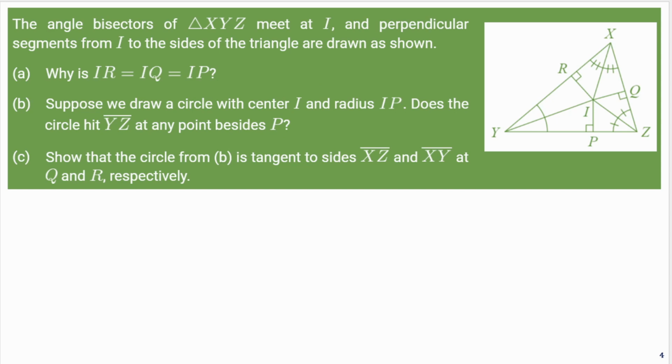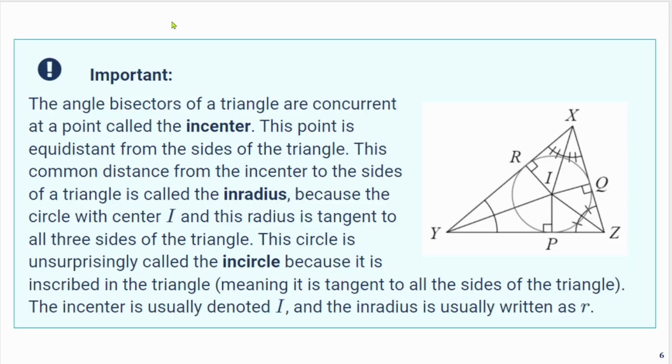Actually, these two questions give us a very important property of angle bisectors of a triangle. So let's put this in the summary here. The angle bisectors of a triangle are concurrent at a point called the incenter. Be careful, this is sometimes different than the concept of circumcenter. Okay, they are not necessarily the same point, but sometimes they are the same point.